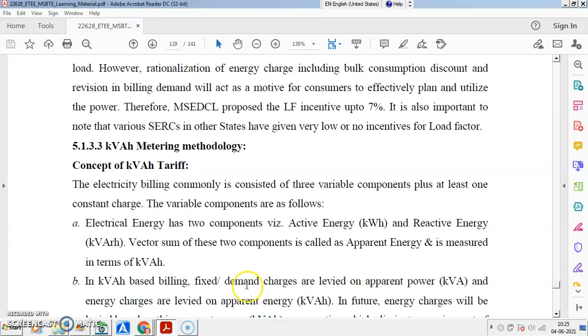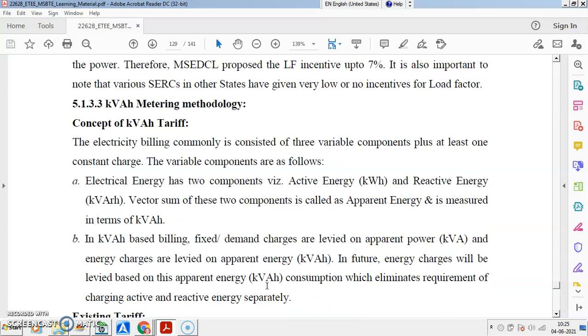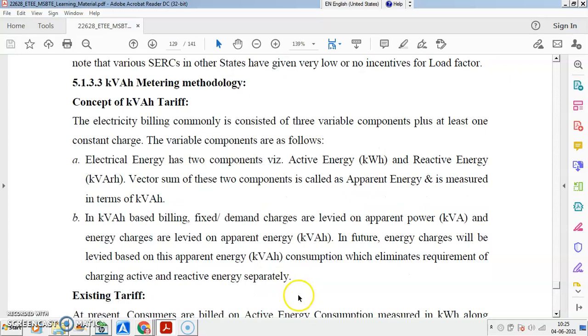So in a kVAh based billing tariff, fixed demand charges are levied on the apparent power kVA. Energy charges are also levied on apparent kVA. In future, energy charges will be levied on the basis of apparent kVA consumption, which eliminates the requirement of charging active and reactive energy separately. So we are having the electrical active energy, the electrical reactive energy, the vector sum of active and reactive, that is the kVA, and we are having kVA based billing.